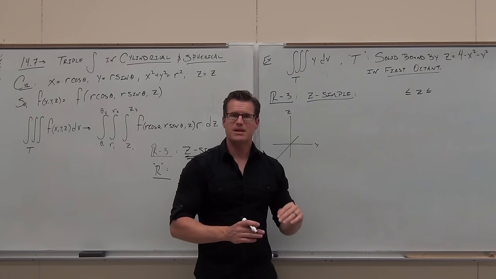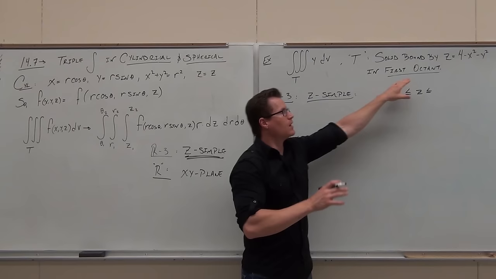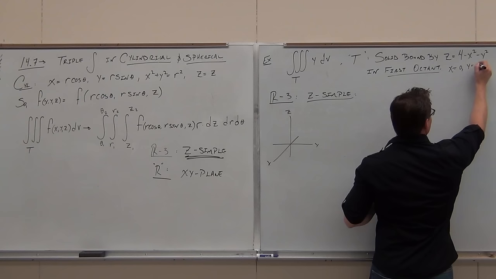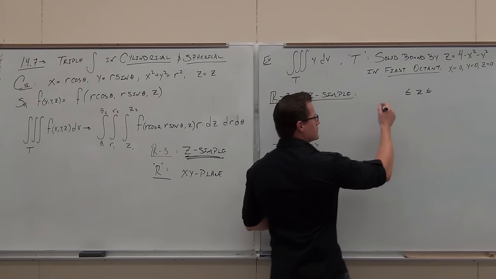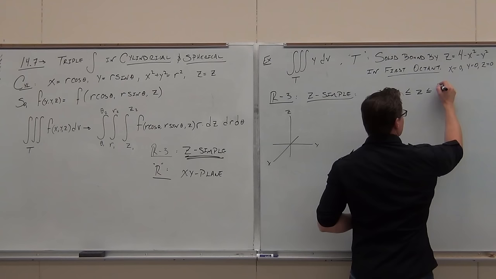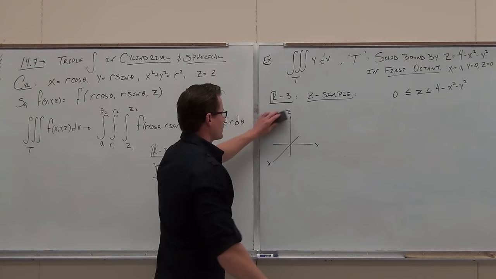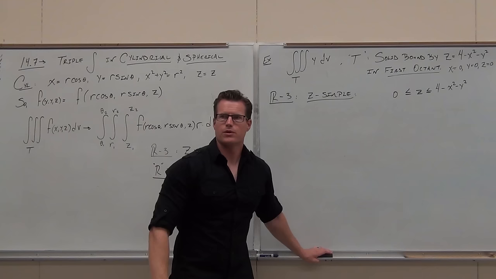That means that X equals zero, Y equals zero, and Z equals zero are automatically our planes that bind this region. So first octant means that. You get those for free. That's what the first octant means. Are you okay with that one? So you tell me, what's the lower function for Z? Zero. And the upper one, well, hey, it's solved for. That's pretty convenient. Are you okay with that so far?